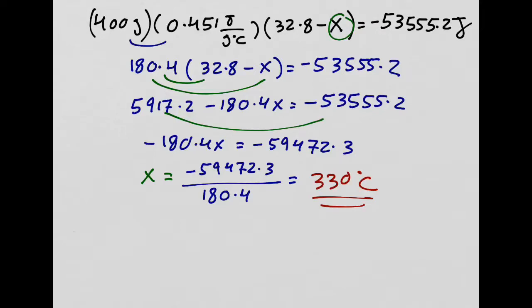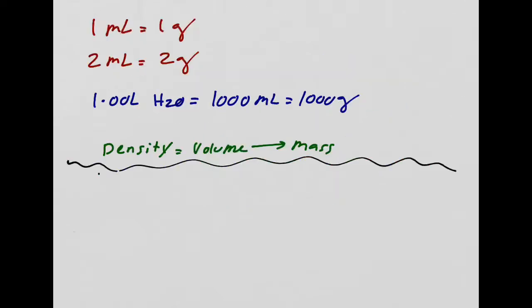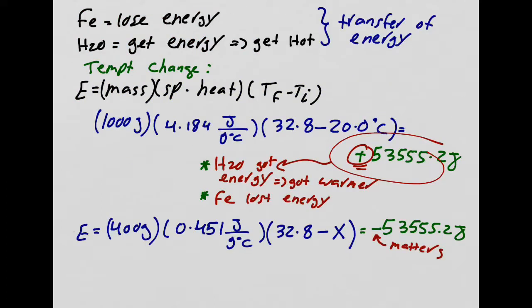That was the original temperature of iron. Again, the key to this was that there was no phase change. It was a transfer of energy. It was a temperature change. One lost energy, one got energy. And you have to be very careful. When water gets the energy, it is positive, and when we did the calculation, we got positive. Water got the energy, which means that iron had to lose the energy. Don't forget to put a little minus there. Otherwise, you're not going to get the right answer.